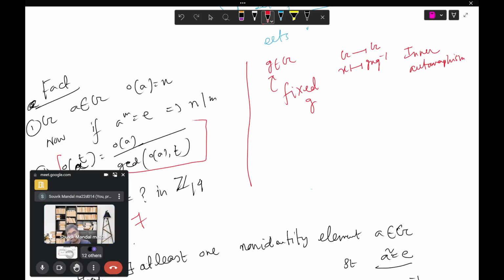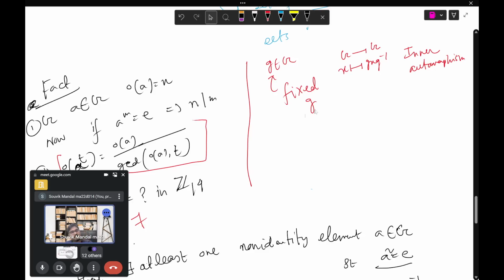Okay, sir. So, given any equivalence relation, can we define such conjugacy classes and such automorphisms? Because this is a particular type of equivalence relation we are using, right? Yes. If we have some other equivalence relation, then we can use that as a group action.